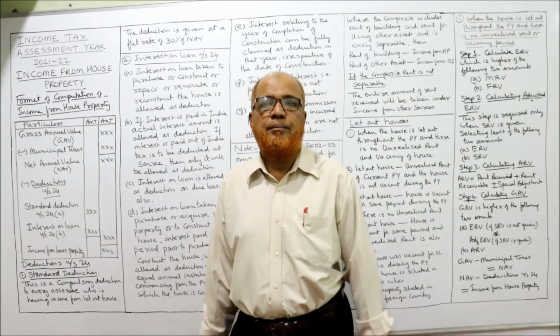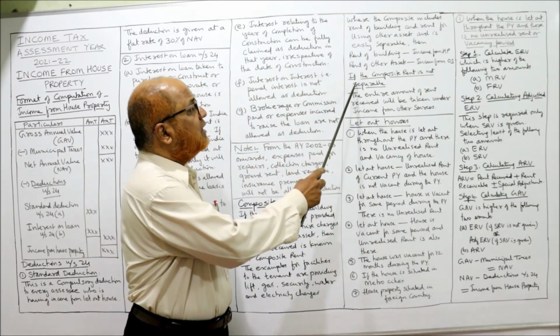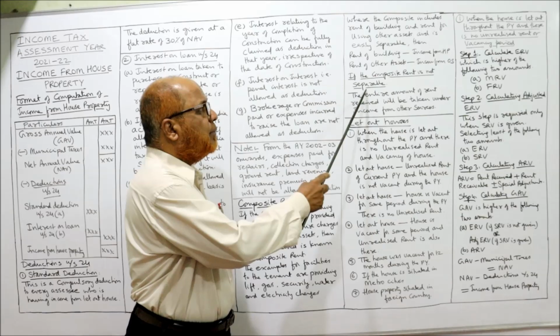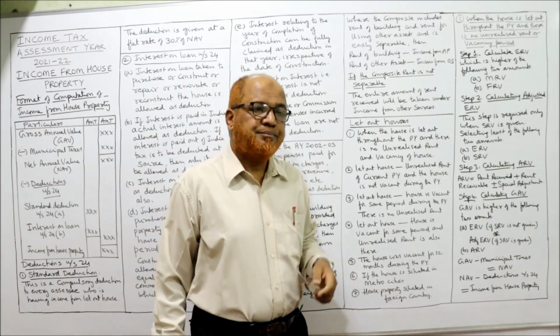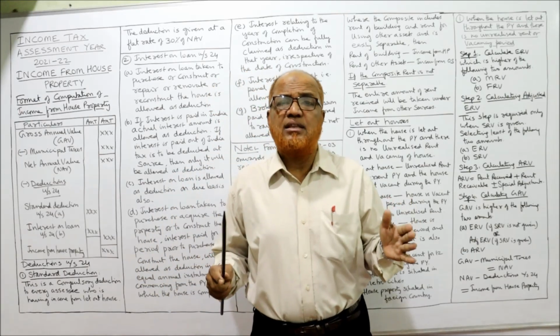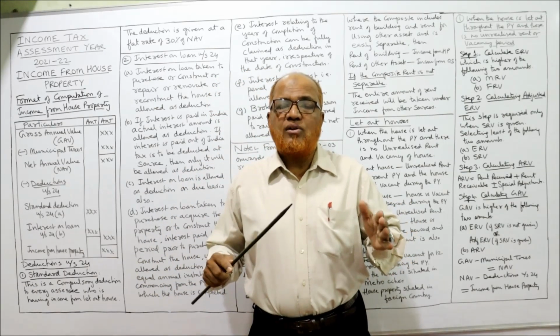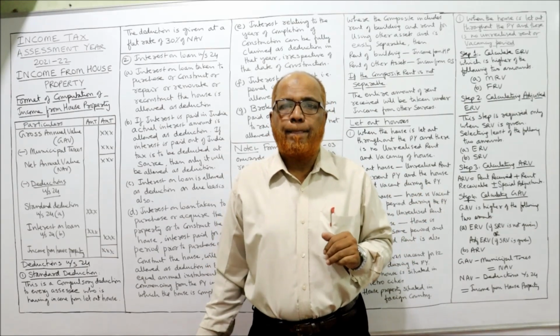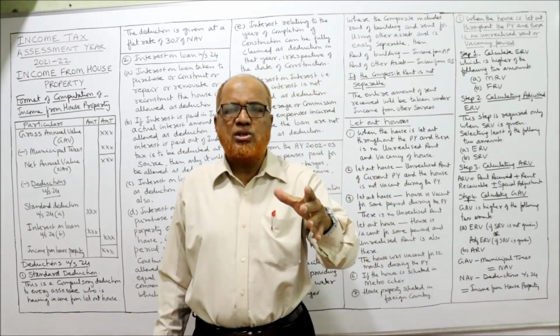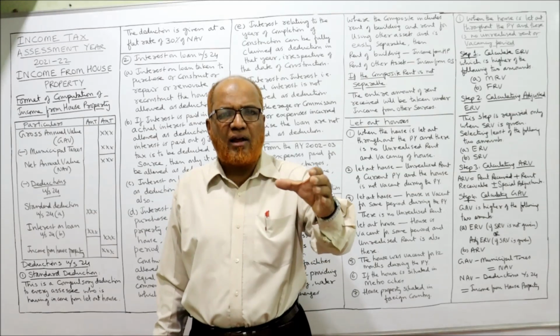If the composite rent is not separable, the entire amount of rent received will be taken under income from other sources. If the situation is like this, where the cost of facilities cannot be separated from the rent of the building, that means the rent of the building and the cost of the services provided are one and the same.